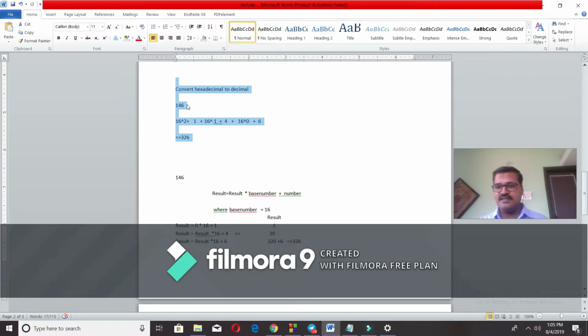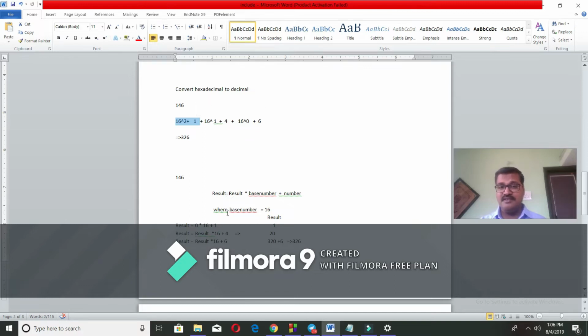We start from the unit place, 10th place and 100th place. For example, if I'm converting hexadecimal to decimal, I have to multiply by 16 depending upon the position of the number. 6 is the unit place, 16 raised to 0 times 6; 4 is in the 10th place, 16 raised to 1 times 4; and the last is the 100th place, 16 raised to 2 times 1.